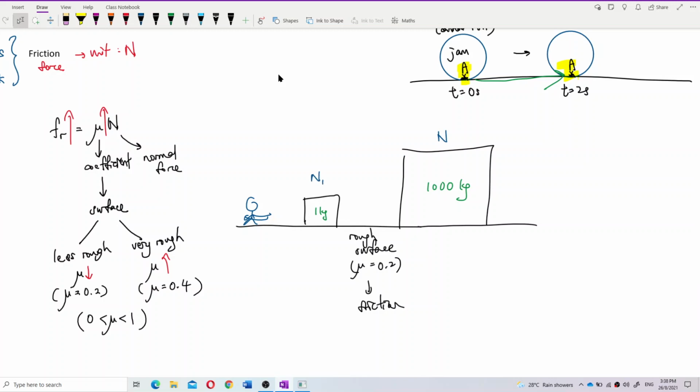Compared to the normal forces N1 and N2, N1 should be a smaller normal force and N2 will be a higher normal force. All of this because we know that.